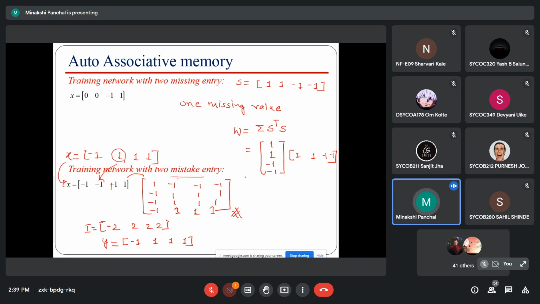Find out the weight matrix first of all, and then one missing value. So this is your original vector. So consider any one of the elements as 0 and check, are you getting the same input or is a different value there? Okay, so everyone please find out the weight matrix first of all, then again we will discuss the next steps.